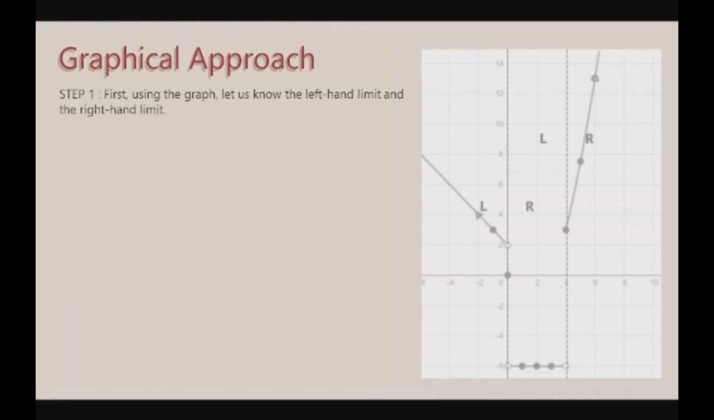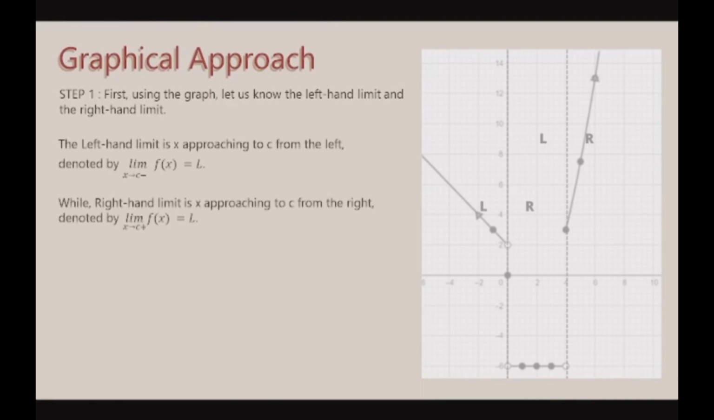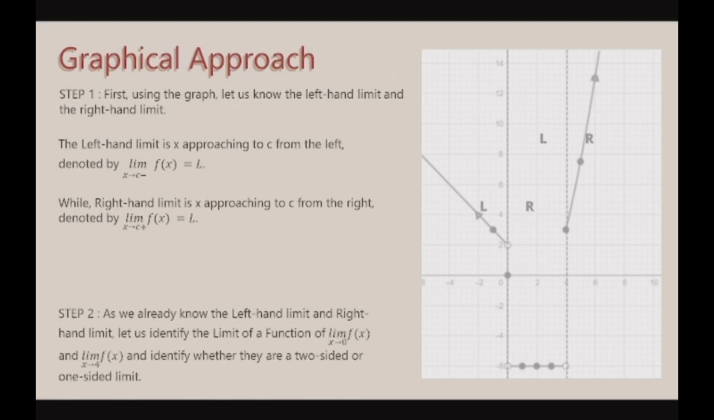Graphical approach. Step 1. First, using the graph, let us know the left-hand limit and the right-hand limit. The left-hand limit is x approaching c from the left, denoted by the limit of the function f of x as x approaches c from the left equals L. While the right-hand limit is x approaching c from the right, denoted by the limit of the function f of x as x approaches c from the right equals L.